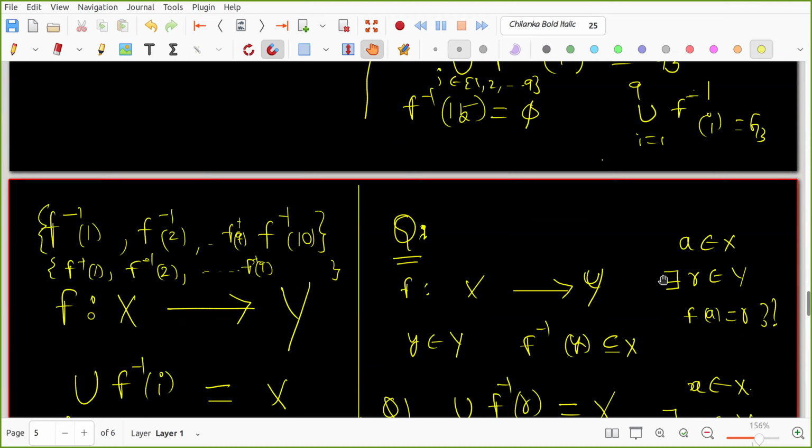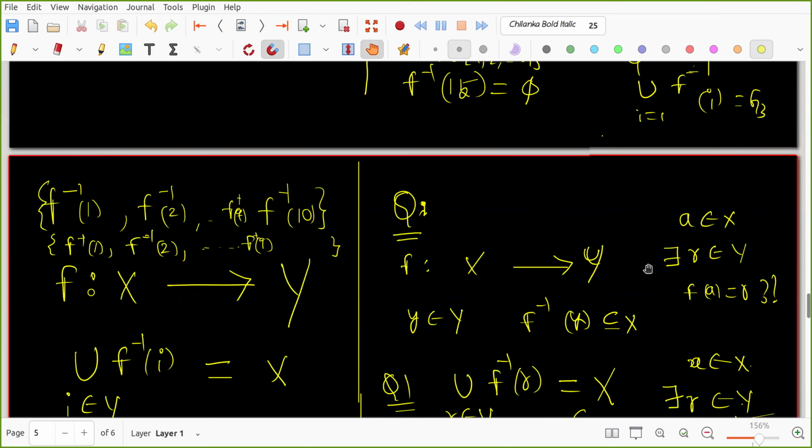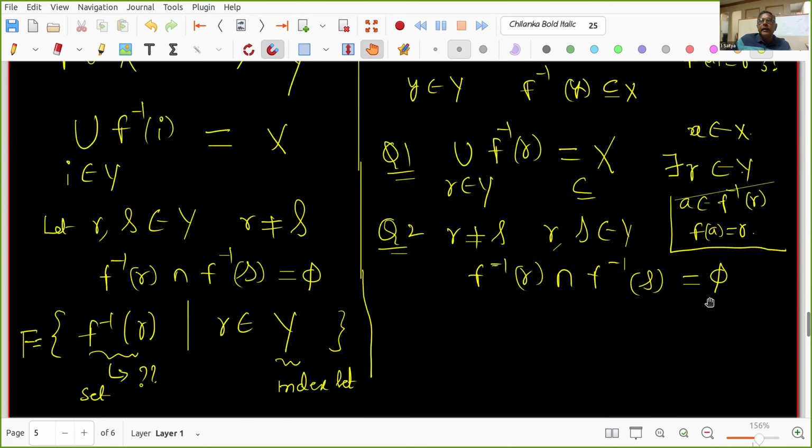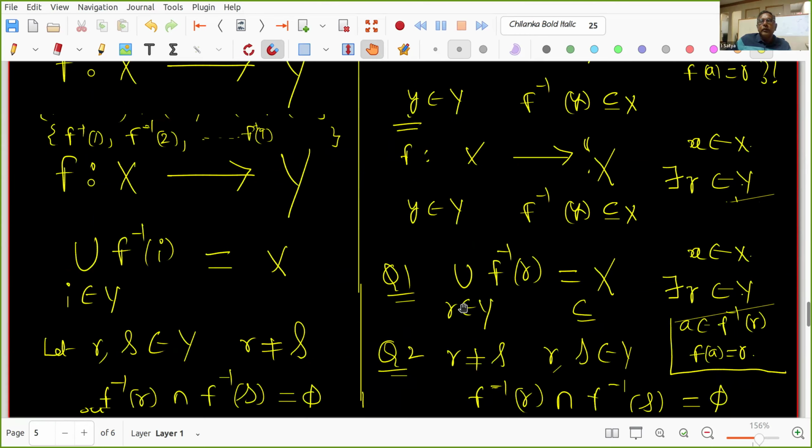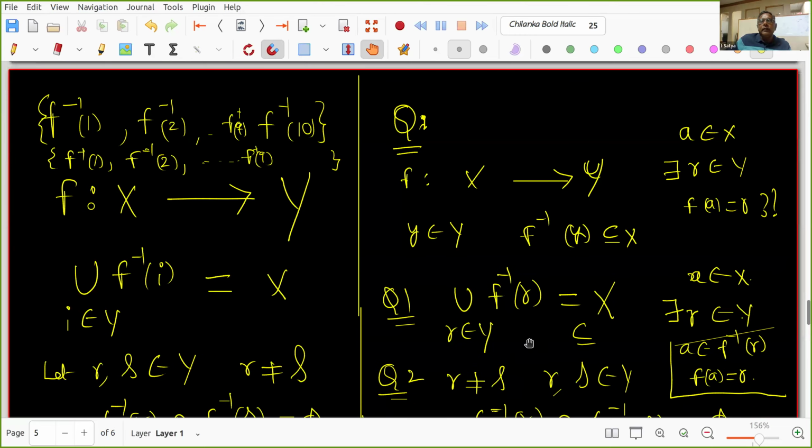Anyone? You can say by the definition of function. Yes, it is simply the definition of the function. If you take an element in the domain, there is at least one R that F of A is mapped to. It is always there. Okay, why is the intersection empty? So this first one came from the definition of a function itself.